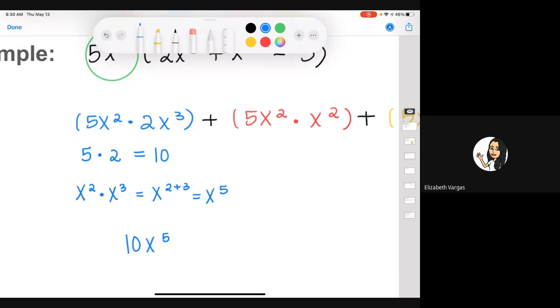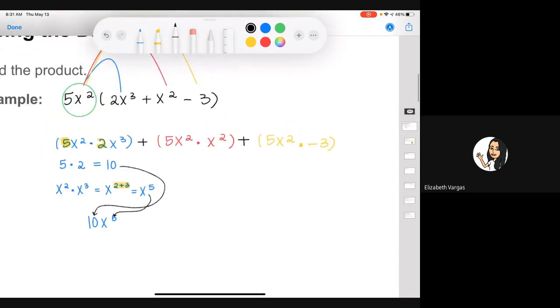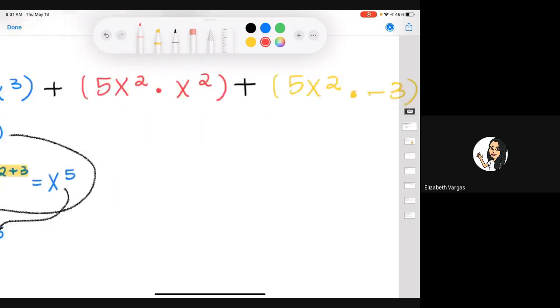Basically what we've done here is we've taken our whole numbers and multiplied those by each other, then taken our variables that contain those x's and multiplied them by each other. When we multiply those, we're adding the exponents. So 2 plus 3 gives me 5. And then I can drop down everything that I have. So I've dropped this down right here, and I've dropped this down right here. This is the process that we're going to take for each of our different multiplications.